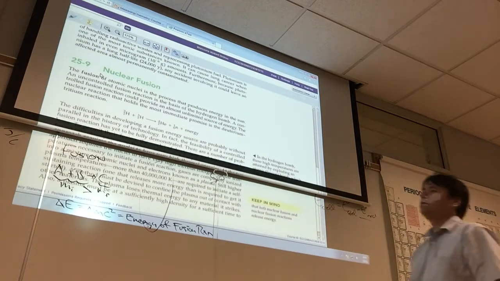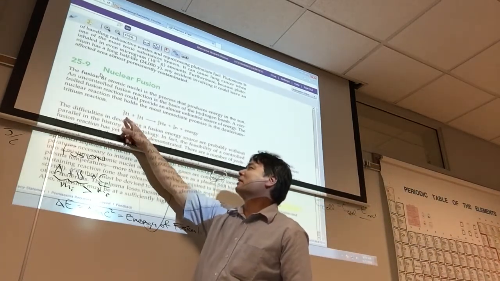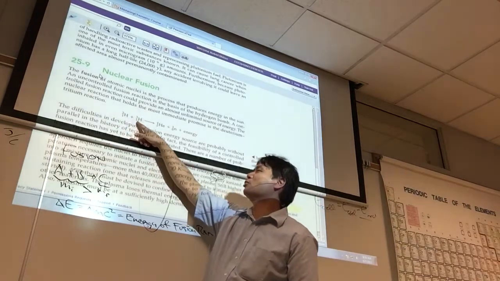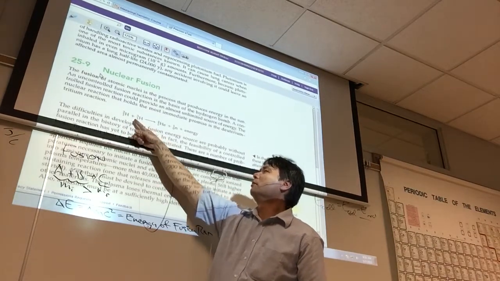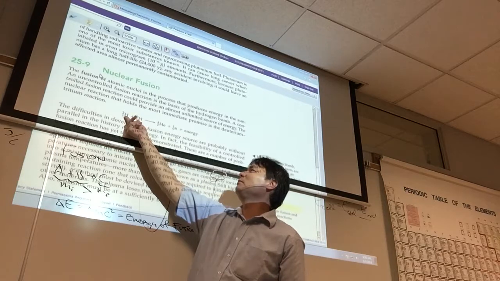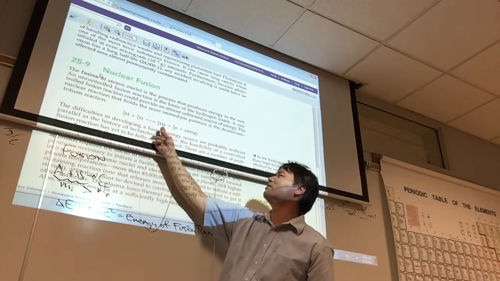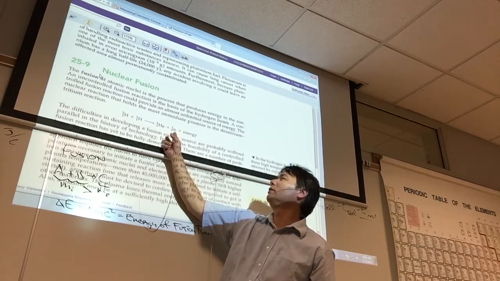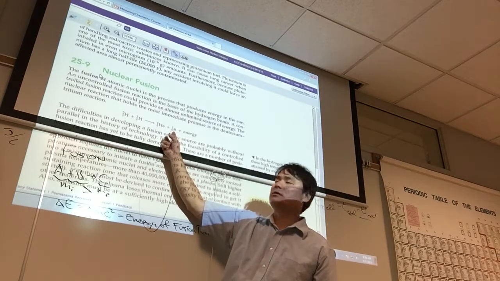And so what we're trying to do is fuse two hydrogen atoms together. This is a deuterium, H2. Can you guys see this? This is a tritium, H3. And when you fuse these together, the combined mass of this is greater than the combined mass of this. We form a helium atom and a neutron in the process.